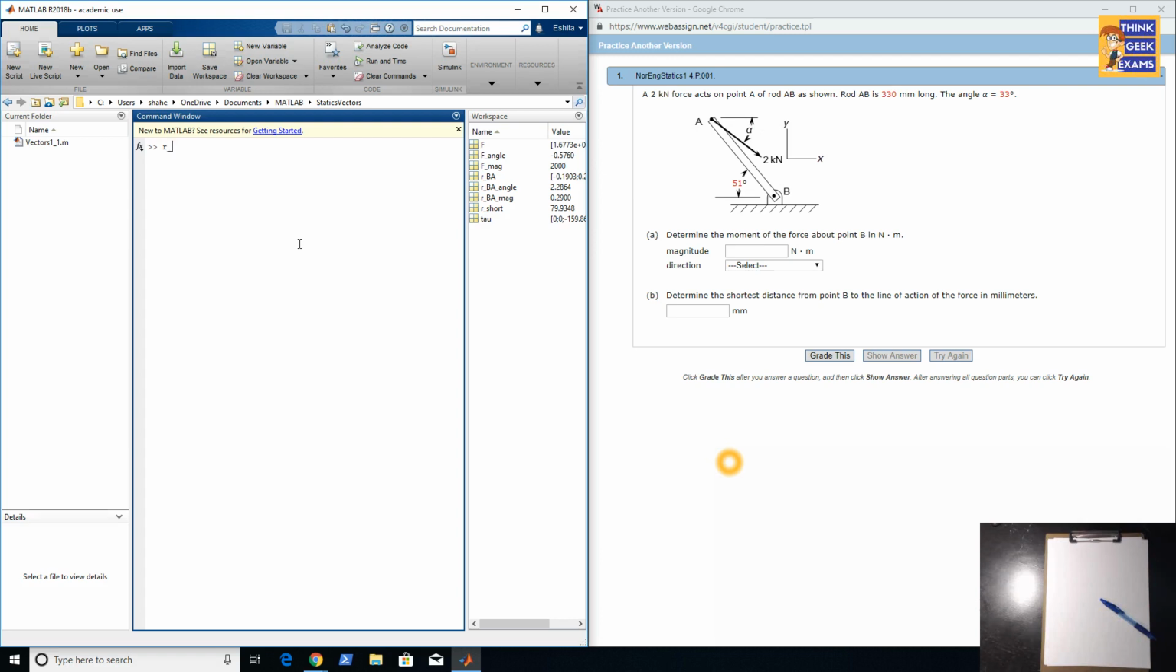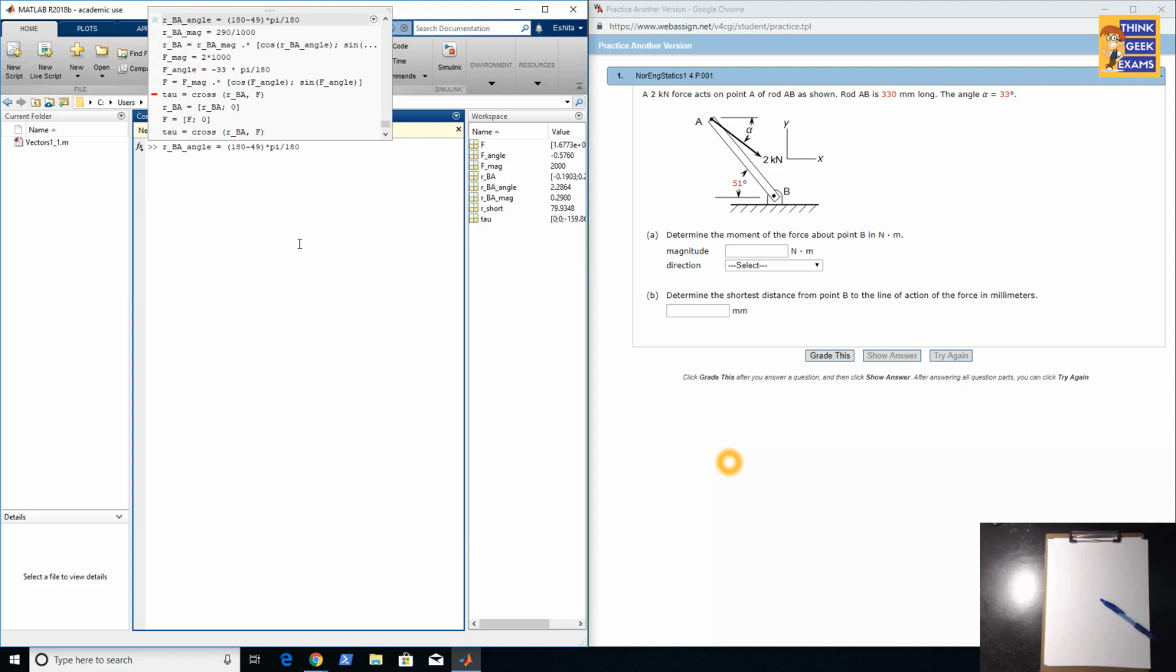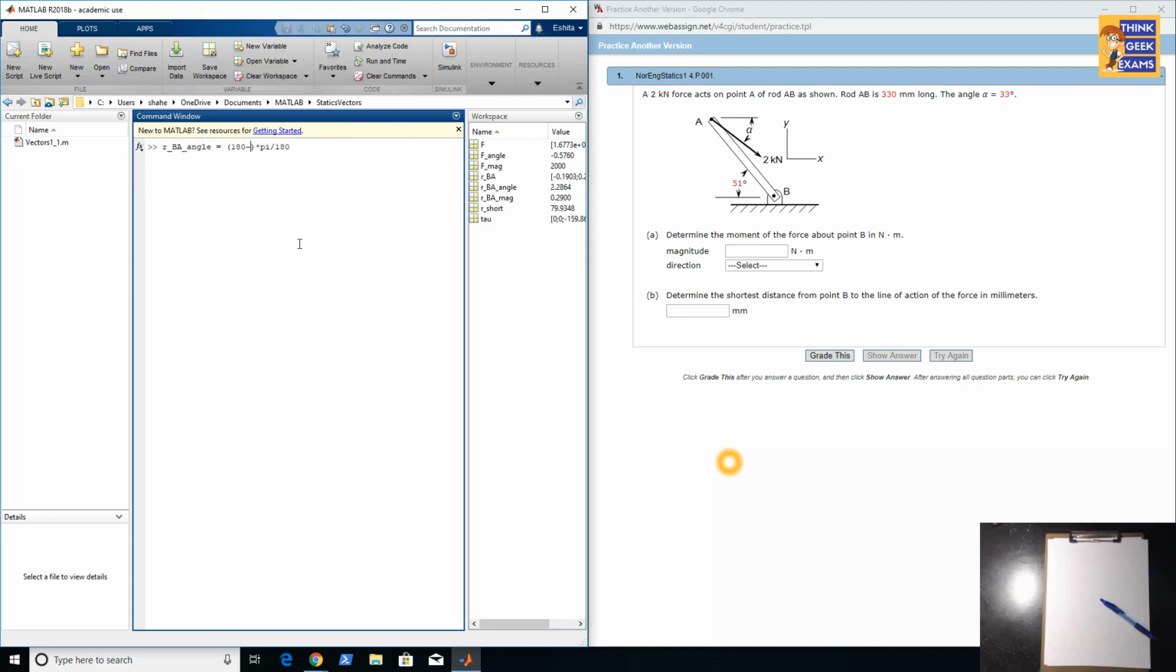So RBA, our angle, is going to be 51. The reason we basically subtract from 180 is because this is on the left-hand side. We needed the angle to be from the right-hand side, from the positive x direction. And we turn the degrees into radians because that's easier to handle. So this is our angle in radians. So the next step is we need the RBA magnitude, which is going to be 330 millimeters. So 330 divided by 1,000, that's in meters.